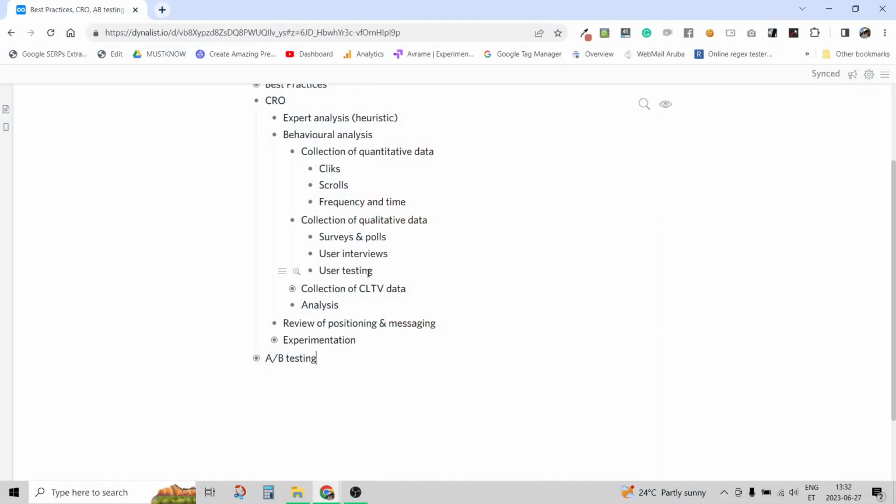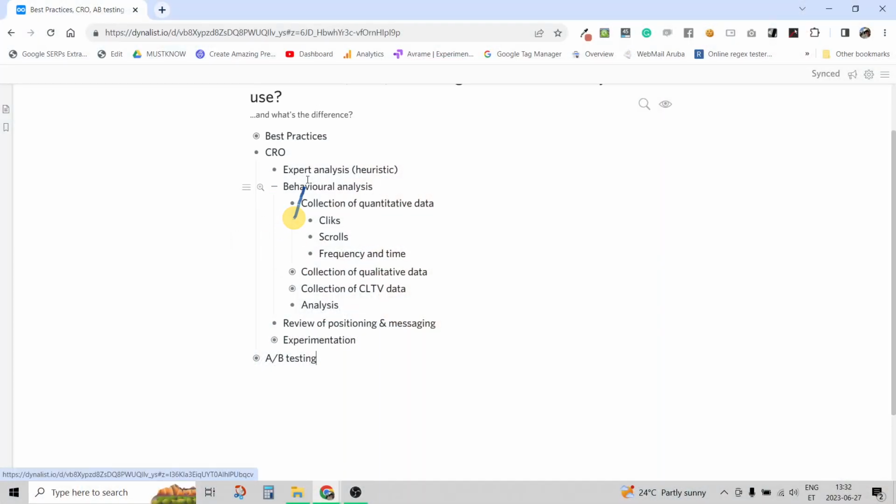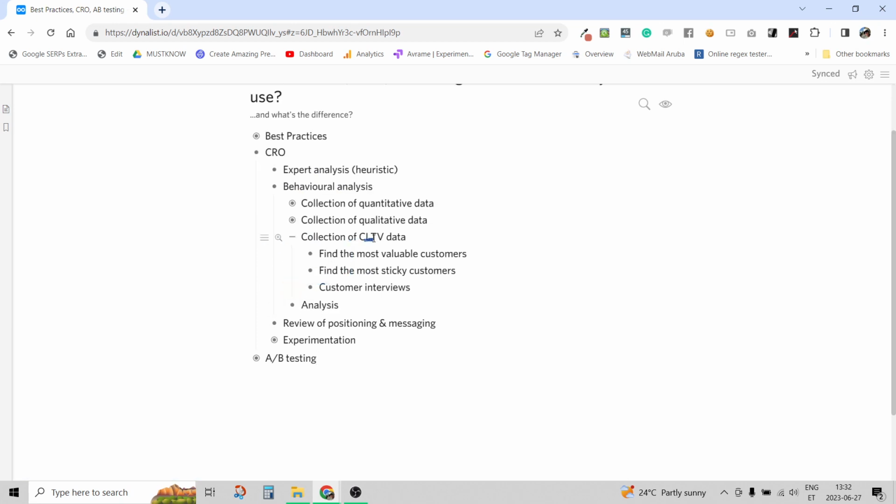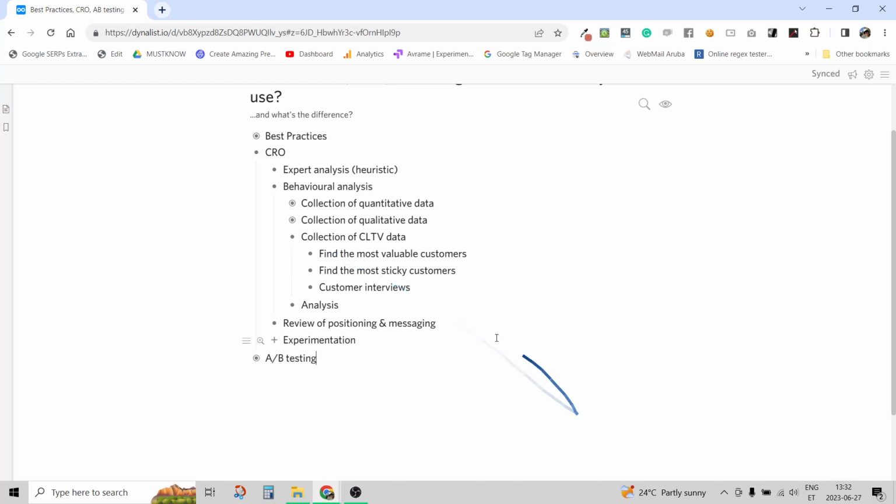the CRO program. Okay. Now, one last step, which is super important, is the collection of customer lifetime value data. And so here we want to identify first, and then we want to talk to your most valuable customers. Why? Because these are the people that generated more revenue for you, and these are the people that have been longer with your business. So find the most valuable customer.